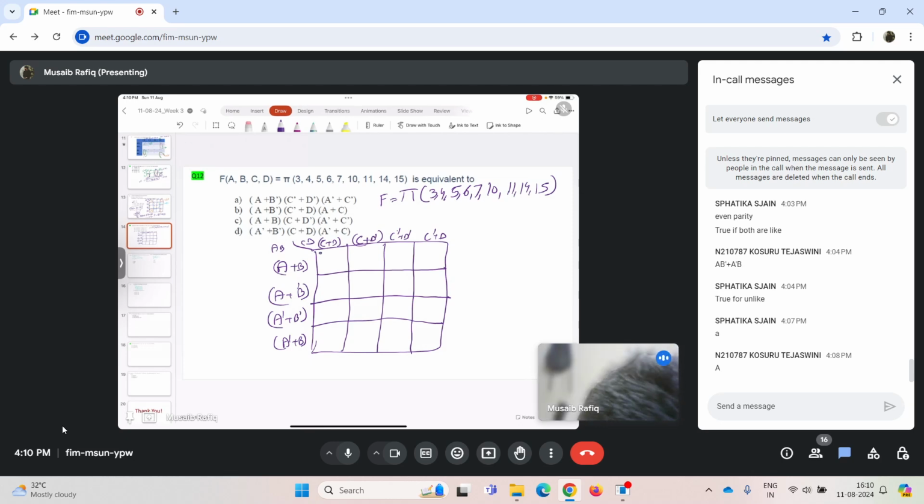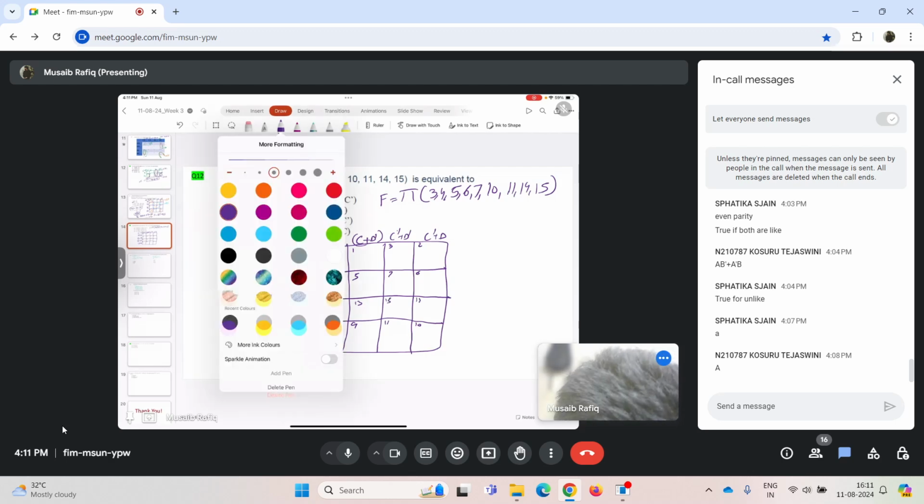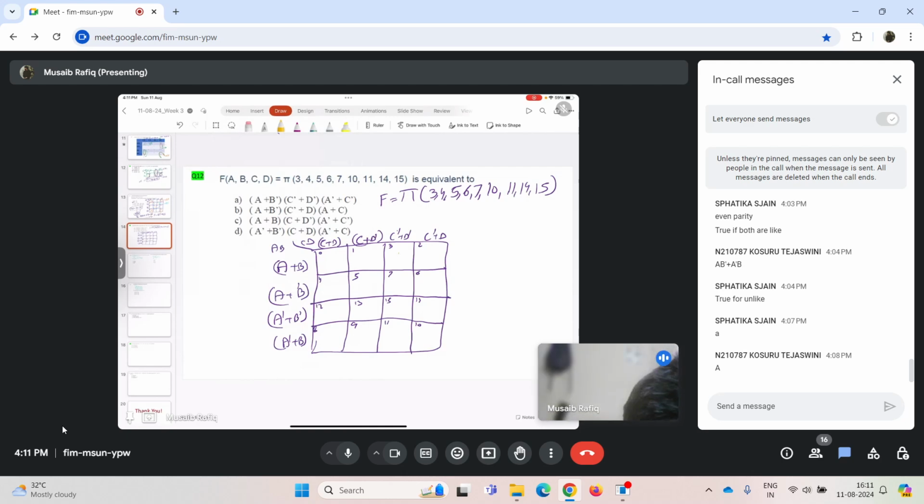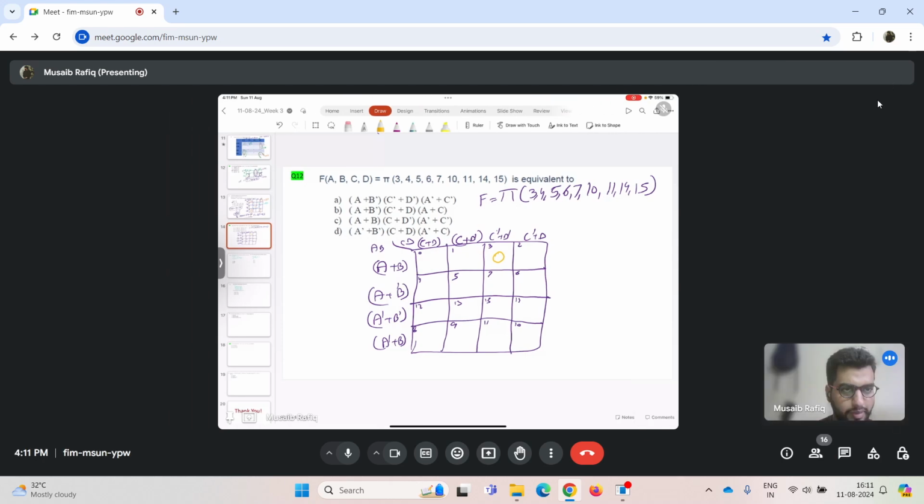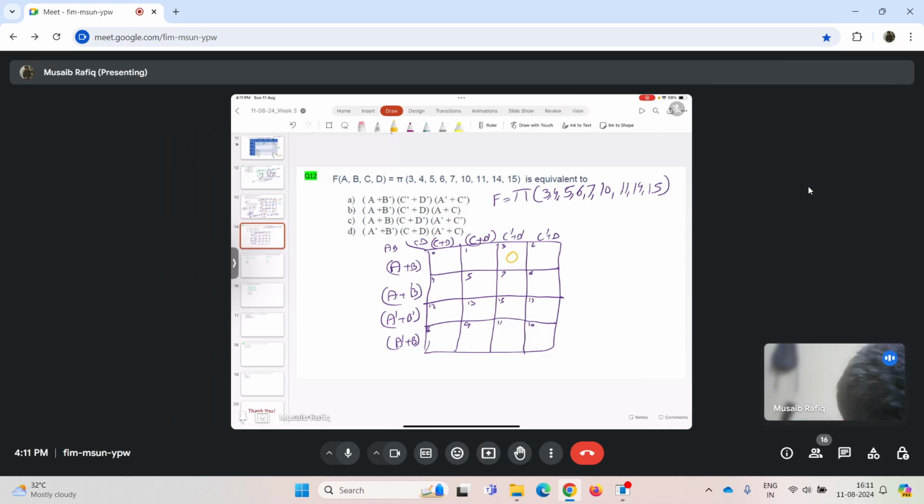So it will be 0, 1, 3, 2, 4, 5, 7, 6, 8, 9, 11, 10, 12, 13, 15, 14. For max terms we denote with 0, and in minterms we denote with 1. So this is 4, this is 5, this is 6, this is 7, this is 10, this is 11, this is 14, and this is 15.